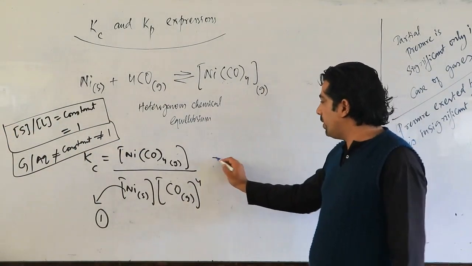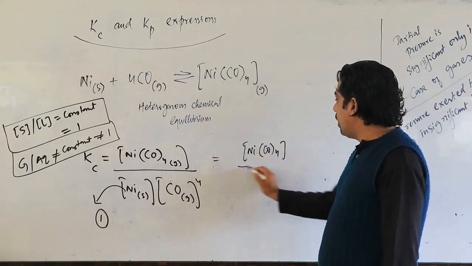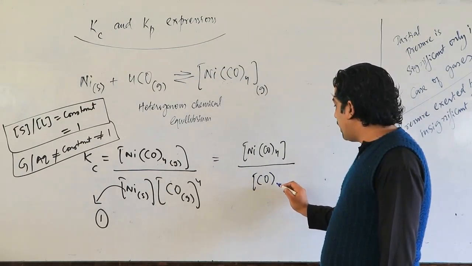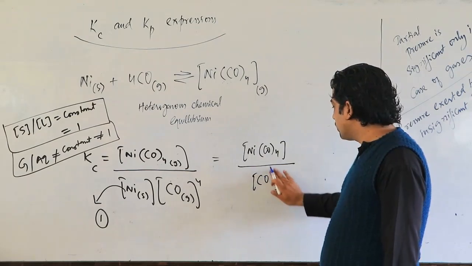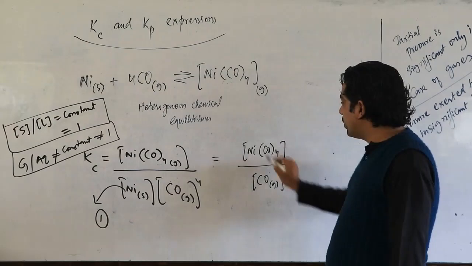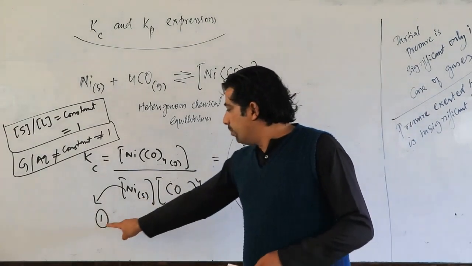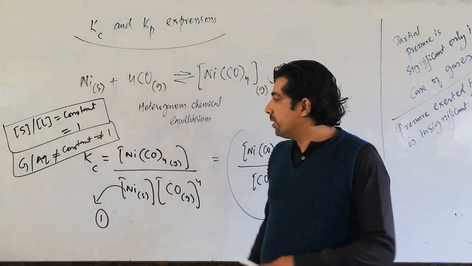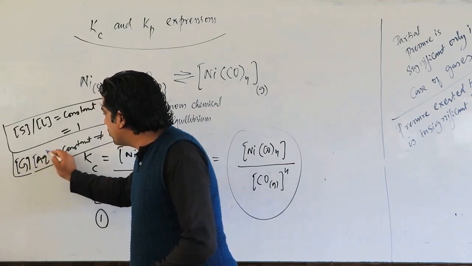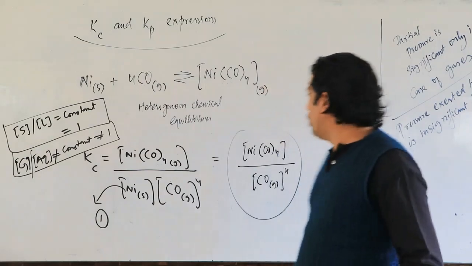So overall, what remains here? [CO]^4 upon... gaseous, just a minute... raised power 4. So this is the final expression of Kc, my dear friends. For solids, the molar concentration should be taken as 1, but the molar concentration of gas or the aqueous state should not be taken as constant. Okay, I have told you already why.